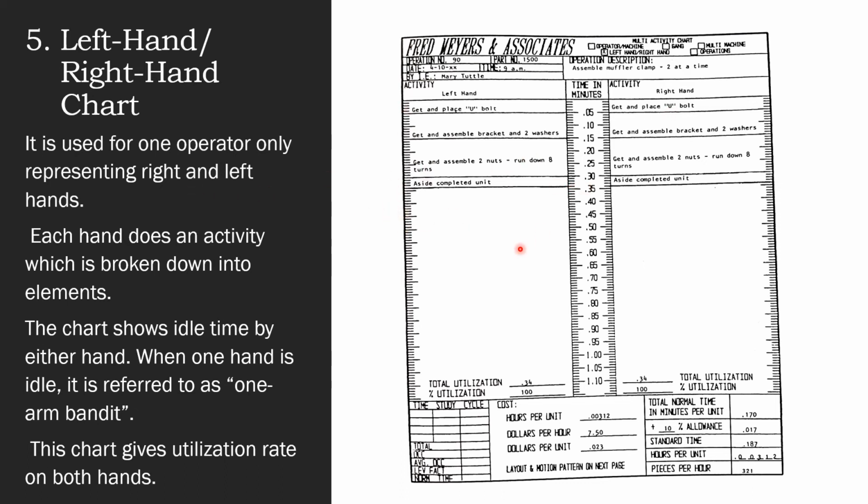So we use it for one operator only, representing the operator's left hand and the right hand. So each hand does an activity which is broken down into elements. So we always break down the activity into elements. Okay, we call that work elements. And then the chart is going to show idle time by either hand. Okay, when one hand is idle, it is referred to as one arm bended. Okay, so if I ask you, what is one arm bended, you're going to give me this definition. And this chart is going to give you the utilization rate on both hands.